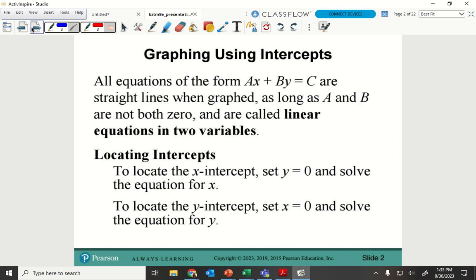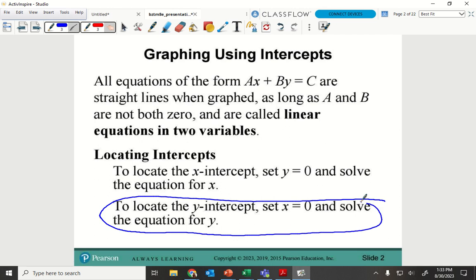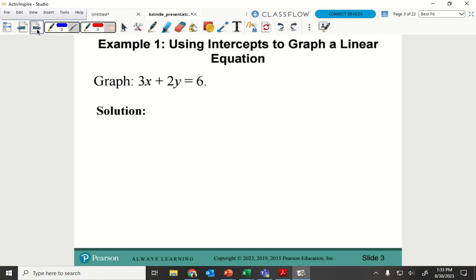Locating intercepts. To locate the x-intercept, you set y equal to 0 and solve for x. To locate the y-intercept, we set x equal to 0 and solve for y. So kind of like what we just did on our warm-up. Let's see if anyone actually remembered it from previously. But if not, that's why I wanted to go step by step on how to do these things.